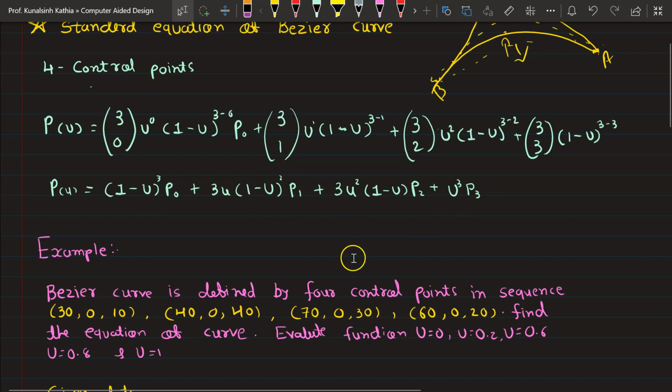What they are asking is to find the equation of the curve. So we need to find the final equation for this curve. Another requirement is to evaluate the function at u equal to 0, 0.2, 0.6, 0.8 and 1. That can be obtained by replacing this value of u in the final equation. So we'll see it later.